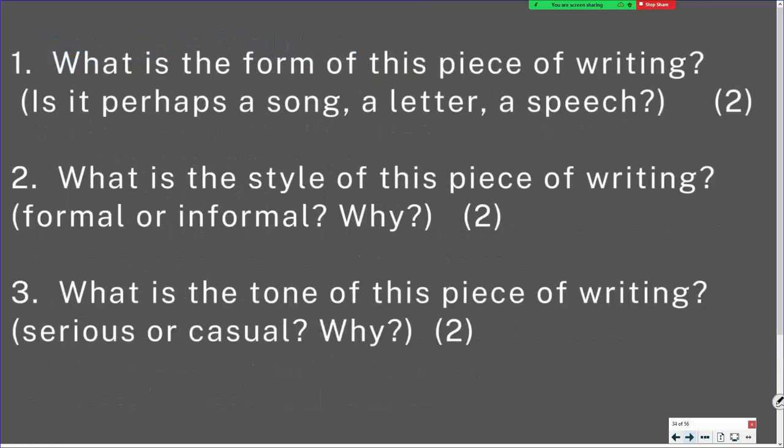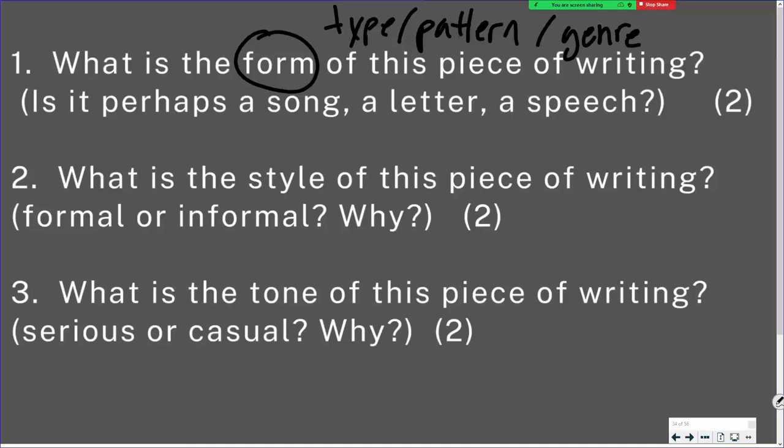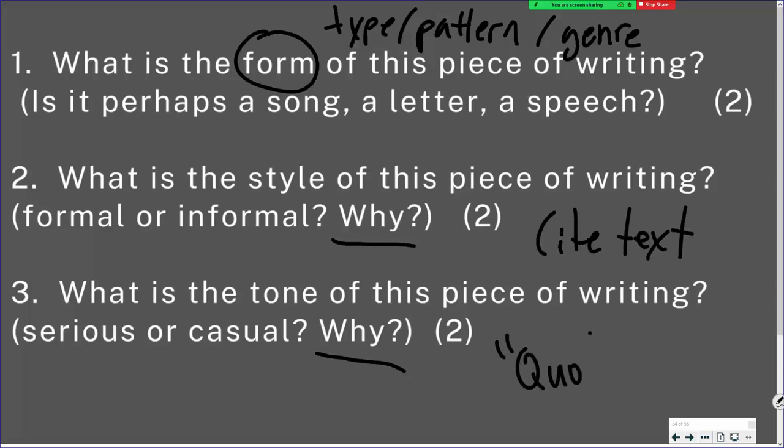All right, so going back to that WASA statement, what's the form of that piece of writing? So form is the type. It's the pattern. It's the genre. What is it, right? It's a very specific type or form of writing. Now, what's the style of the writing? Is it formal? Is it informal? What's the tone? Was it serious? Was it casual? And why? And when you answer the why, you need to cite the text, okay? Quote it or paraphrase it. That's the best way you can tell me why you think something is a certain way.